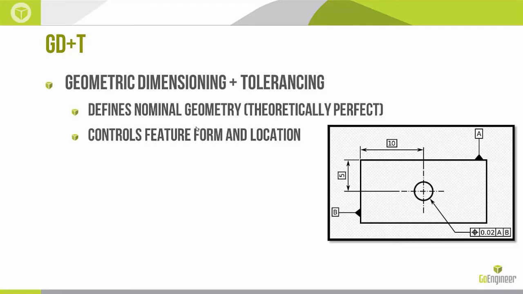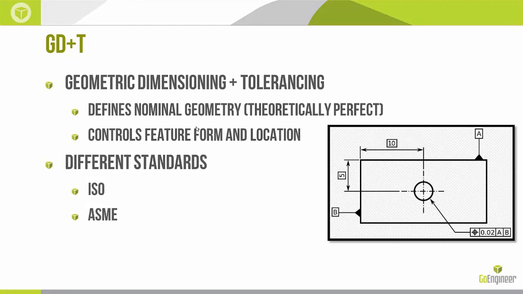So GD&T stands for geometric dimensioning and tolerancing. It's a method of controlling feature forms and locations without using plus-minus tolerancing. It's a little bit more in depth and advanced and can apply some more nuanced or more intricate controls. It's attempting to define nominal geometry, which in a lot of cases in GD&T has to assume theoretically perfect features, things that are perfectly pristine, the best virtual representation of that particular feature.